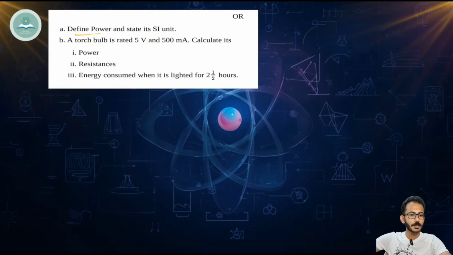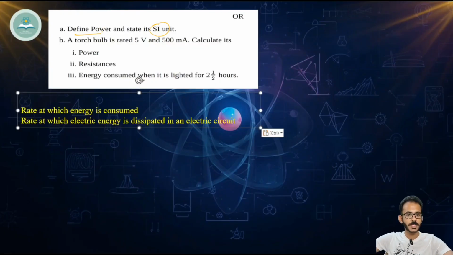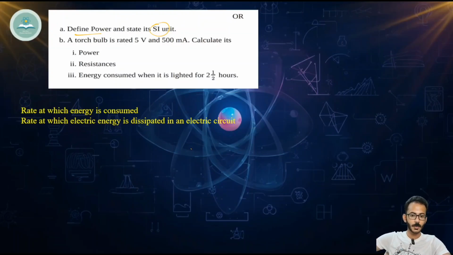Next question is to define power and state its SI unit. When we hear power, we will be confused between the power in the lens chapter and the power here in electricity chapter. Since the other question is also connected to electricity, they are asking about the power in electricity chapter. So we have to write that one. Power is the rate at which energy is consumed, or rate at which electric energy is dissipated in an electric circuit. The SI unit of power is watt, which is represented using capital letter W.